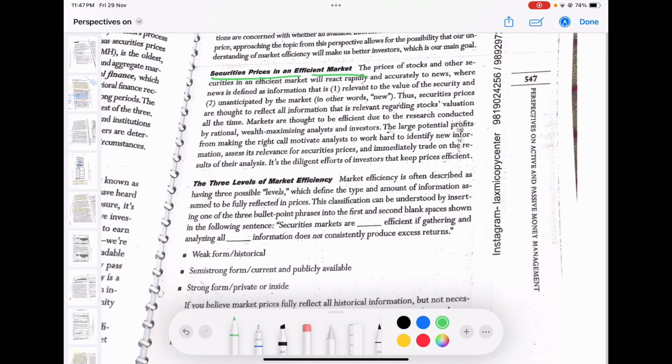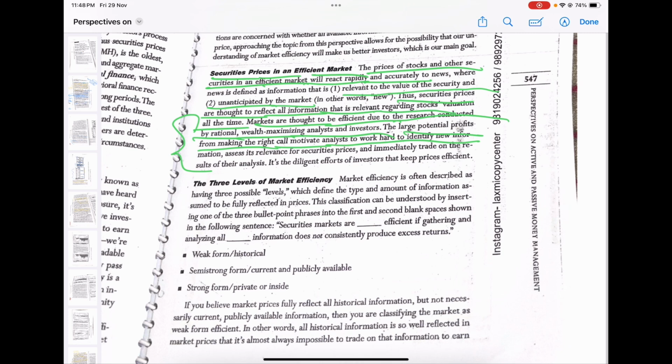Securities prices in an efficient market. The prices of stocks and other securities in an efficient market will react rapidly and accurately to news, where news is defined as information that is relevant to the value of the security and unanticipated by the market. The security prices are thought to reflect all information that is relevant to the valuation of the company. Markets are thought to be efficient due to the research conducted by rational wealth maximizing analysts. The large potential profits from making the right call motivate them to do their work well, and so on.